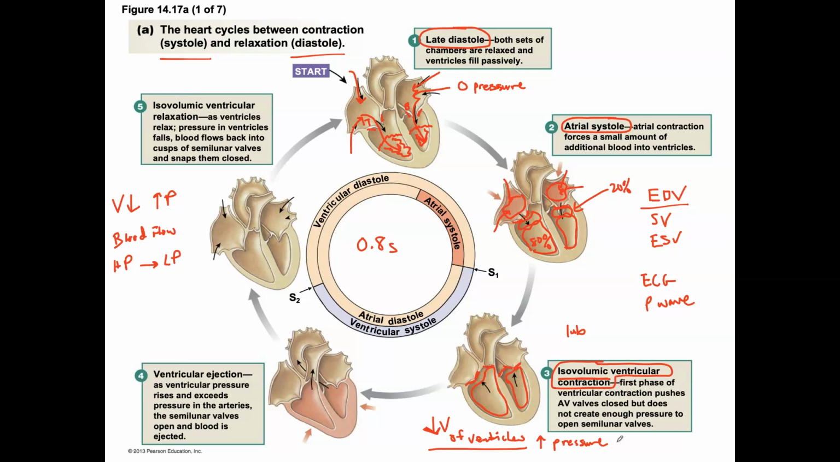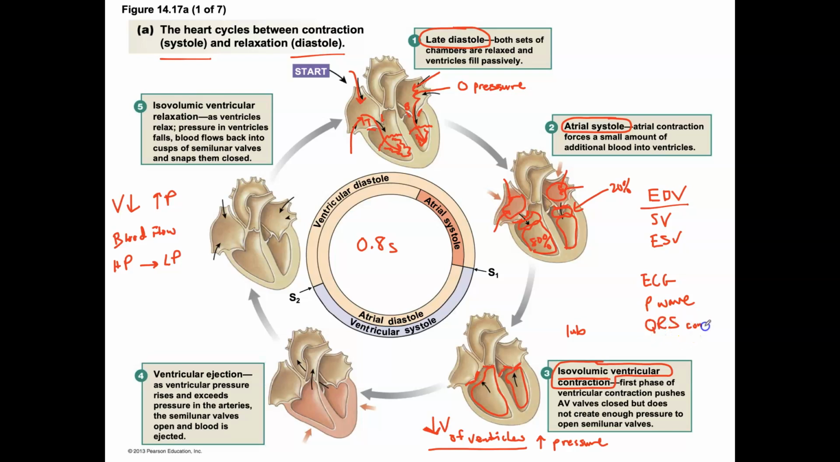So to summarize what's going on in isovolumetric ventricular contraction, we're starting to go through ventricular systole. As the ventricles begin to contract, the AV valves are closing, and that creates the first heart sound, what we call the lub sound. So when you're auscultating or listening to the heart, we get lub. On an ECG, this would happen basically after the QRS complex.